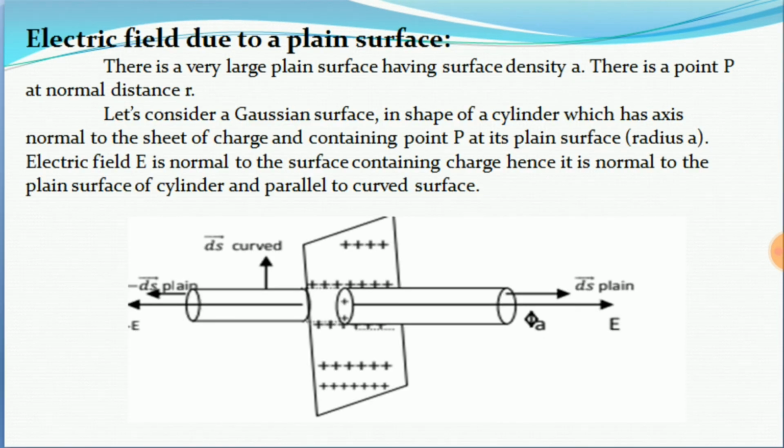Our next application is electric field due to a plane surface. There is a very large plane surface with charge density sigma. There is a point P at normal distance r. Let's consider a Gaussian surface in the shape of a cylinder which has its axis normal to the sheet of charge and containing point P at its plane surface, with radius a. Electric field E is normal to the surface containing charge, hence it is normal to the plane surfaces of the cylinder and parallel to the curved surface.